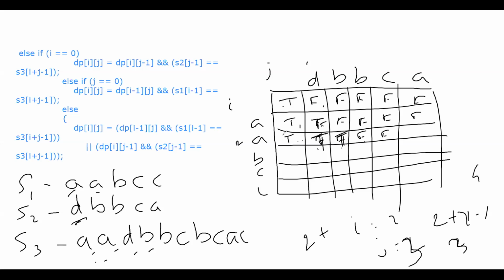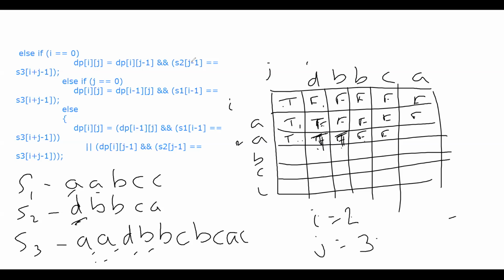So we'll be checking S2 of 2, and that is B. And we are checking S3 of 2 plus 3 minus 1. That is 4. 0, 1, 2, 3, 4. So that is B, right? So that would be true, no? So, okay, I equals 2 and j equals 0, 1, 2. In this case, it is 3, right?